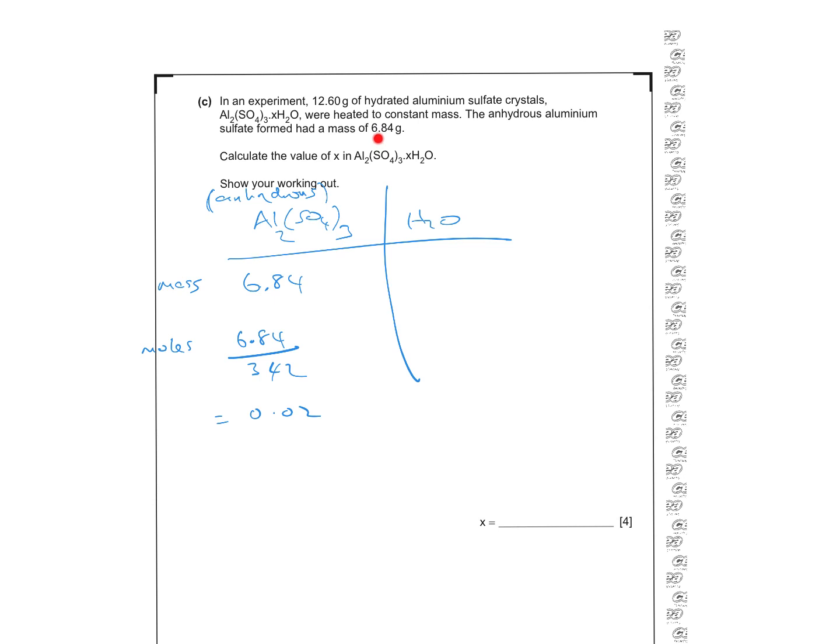To work out the mass of the water, we just simply subtract the mass of the anhydrous salt, so after it's been heated, from the mass of the hydrated salt. That difference is due to water being lost. So it's going to be 12.60 minus 6.84, which equals 5.76 grams. That can be converted to moles, so we divide that by the RFM of water, which is 18, and that is 0.32. Then we divide through by the smallest number, which is obviously 0.02. That's a 1 to 16 ratio. So X is 16.